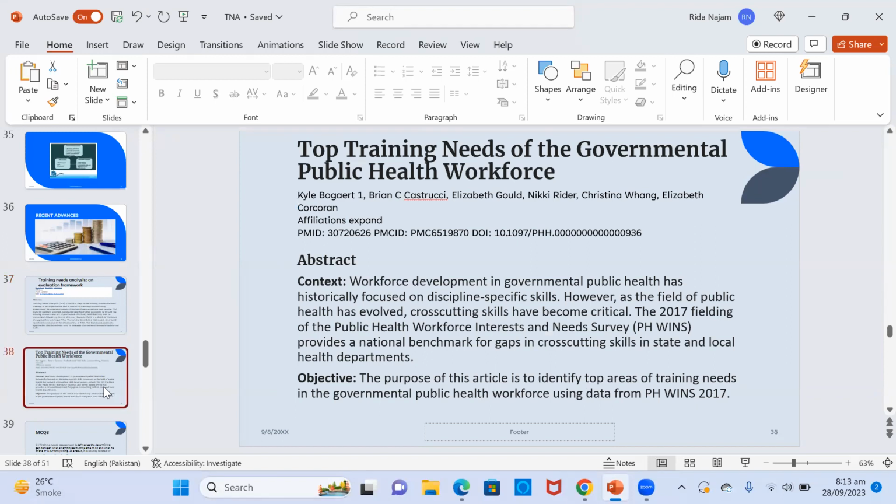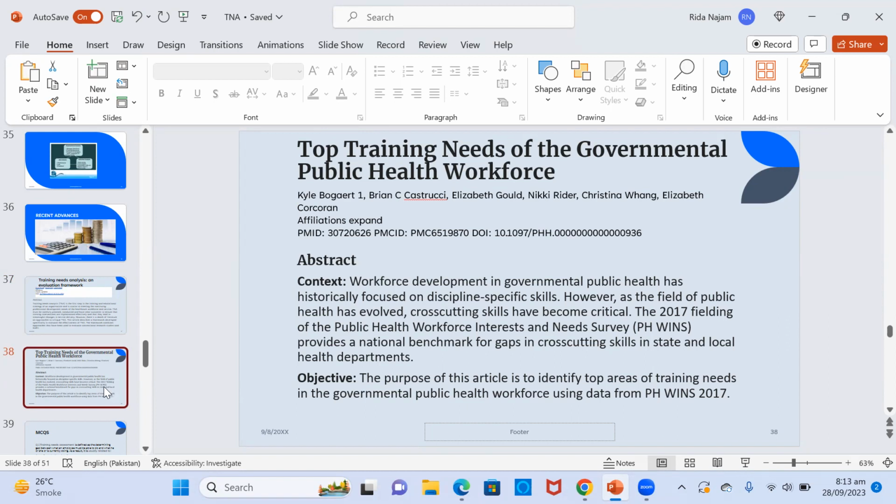Coming to another article, top training needs of the governmental public health workforce. Context. Workforce development in governmental public health has historically focused on discipline-specific skills. However, the field of public health has evolved. Cross-cutting skills have become critical. The 2017 Fielding of the Public Health Workforce Interests and Needs Survey provides a national benchmark for gaps in cross-cutting skills in state and local health departments.